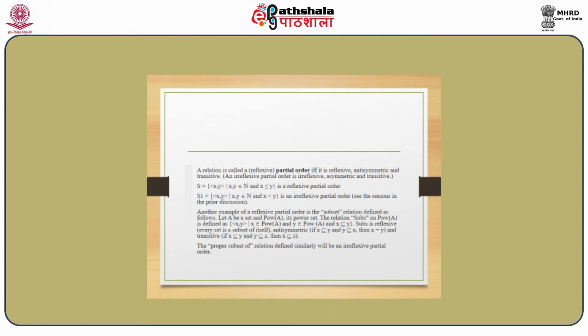Let A be a set, pow A be its power set. The relation subs on the power set of A, defined as the set of ordered pairs xy such that x is a member of the power set of A and y is a member of the power set of A and x is a subset of y. Subs is reflexive because every set is a subset of itself. It is antisymmetric because if x is a subset of y and y is a subset of x, then x and y have the same members, therefore x and y are identical.